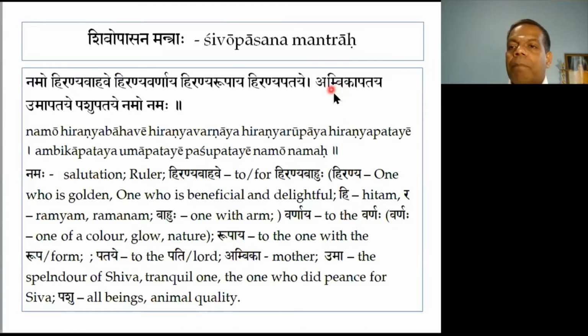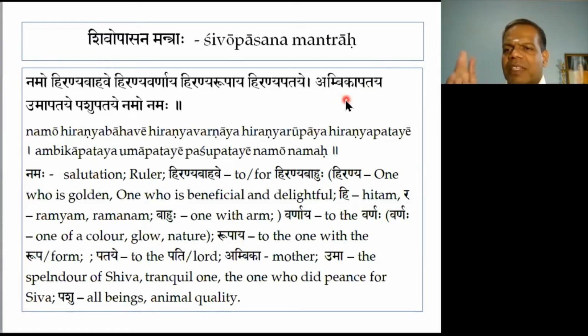Then the next one is Ambika Pataye. Actually Pataye is the word, but because of Sandhi, that A is dropped. Ambika Pataye. Because the fourth vibhakti of Pati is Pataye, just the way it is here. So Pataye appears in Hiranya Pataye, Uma Pataye, Pashupataye. Same way, it is Ambika Pataye, but because of Sandhi the A is dropped, and so you say Ambika Pataye, Uma Pataye.